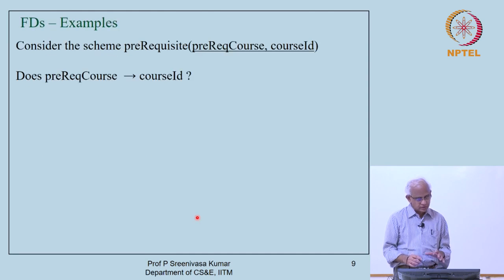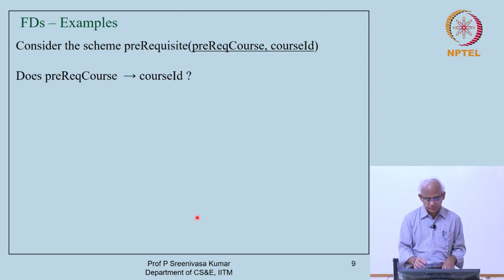Now, let us look at some more examples. Consider this schema prerequisite. We already have this in our institute schema. We also have lots of other relations in that schema, and I will leave it to you as an exercise to look at the functional dependencies in those. In most of the other relations, the functional dependency that holds would be the key on the left hand side and the remaining attributes on the right hand side. You can verify that. But what about this one?